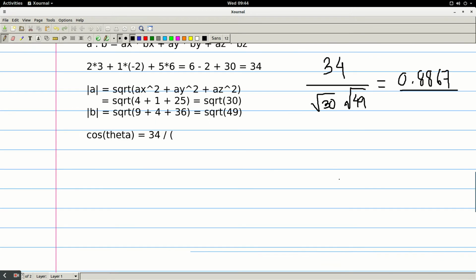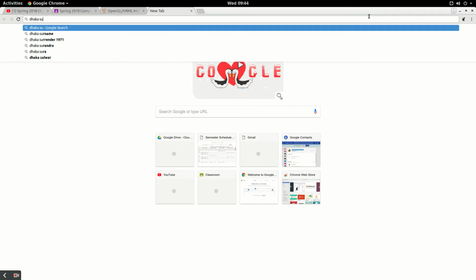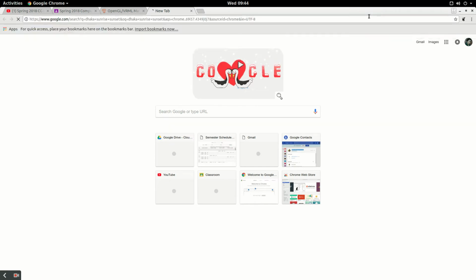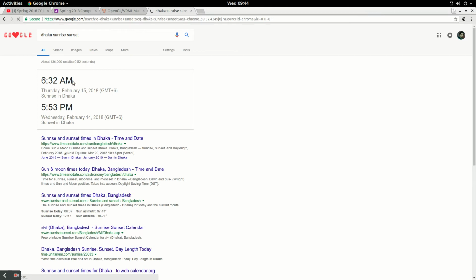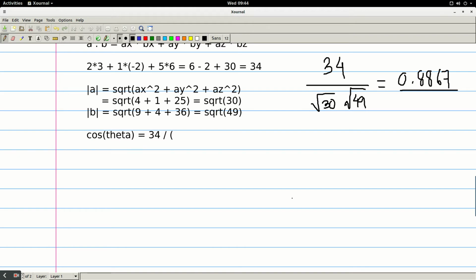So what really happens in real life? Let us consider the effect. Let's see, Dhaka sunrise, sunset. So 6:32, that's when the sun rises, and 5:53, that's when sunset. So it's more like 6 o'clock and 6 o'clock. It's a little bit shifted. Let me write this down. 6:32 and 5:53.